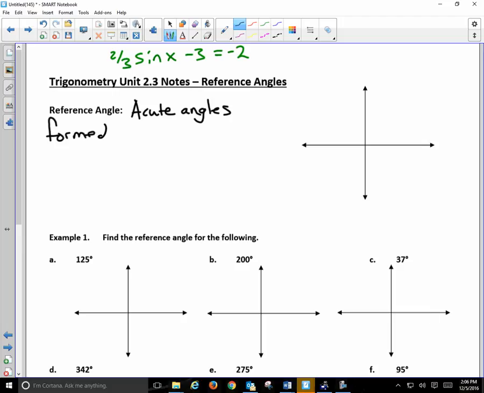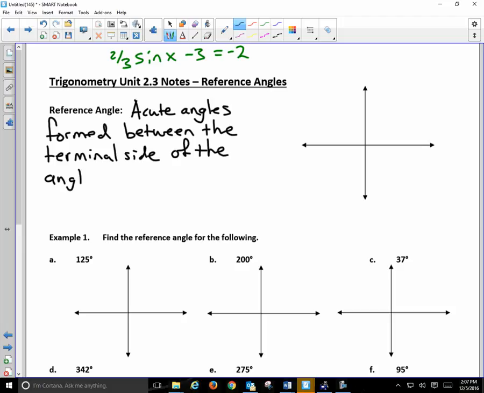formed between the terminal side of the angle and the x-axis. So first of all, what does it mean to be acute? Between 0 and 90, okay? Acute angles are between 0 and 90, all right?